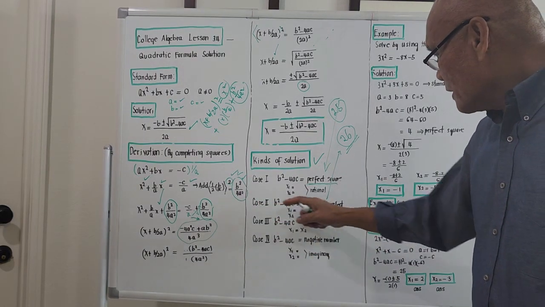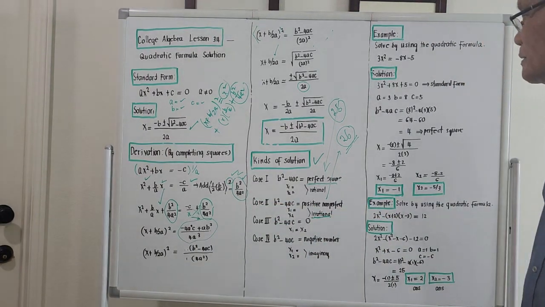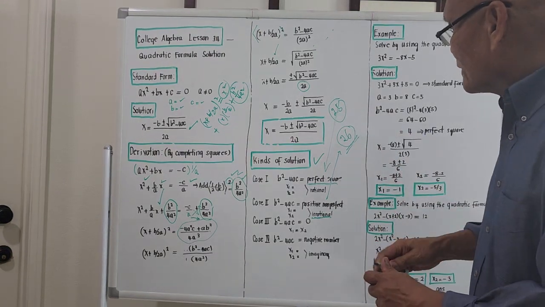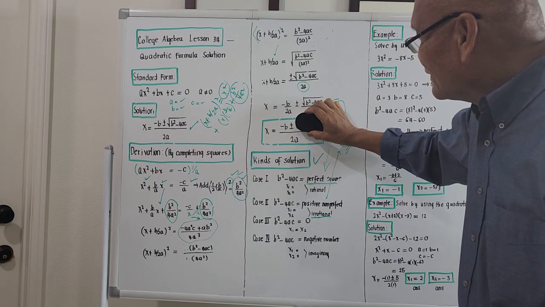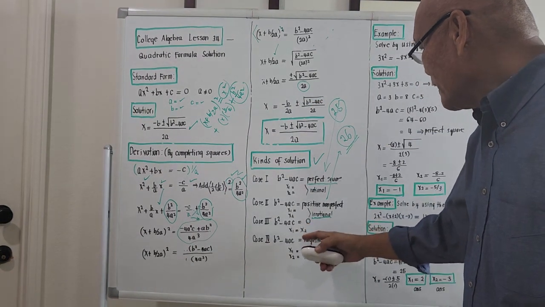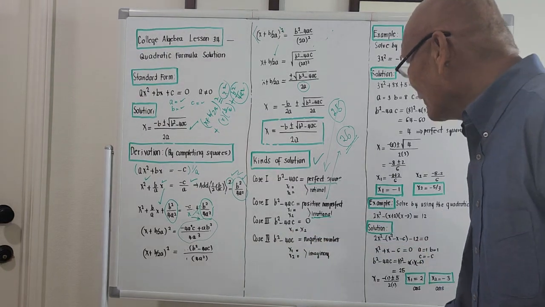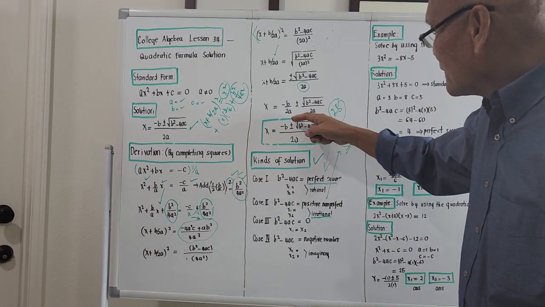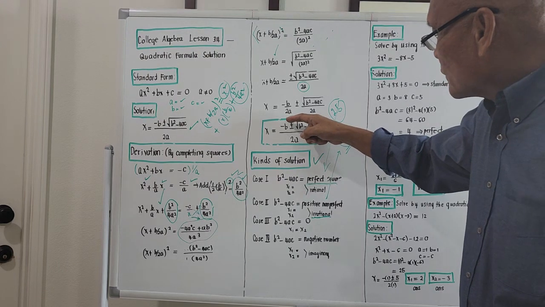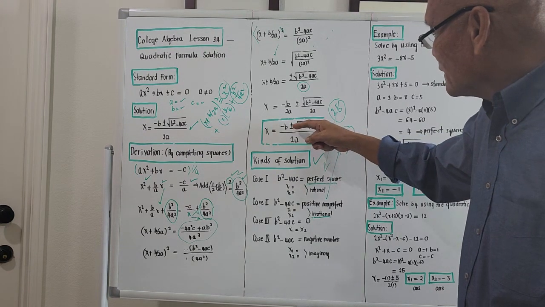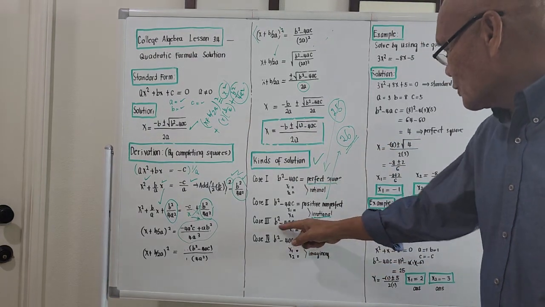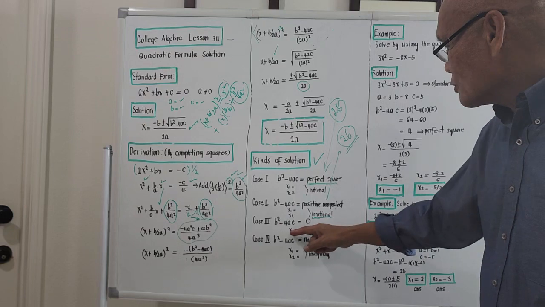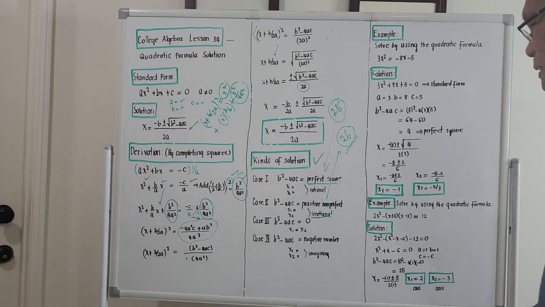Case number 3. If the value of b squared minus 4ac is equal to 0, if this portion here is 0, then x1 is equal to x2. Because by using the positive sign, there will be an x1 which is negative b over 2a, and then by using the negative sign, the value is still negative b over 2a. That's why I place it here. If b squared minus 4ac is equal to 0, x1 is equal to x2.